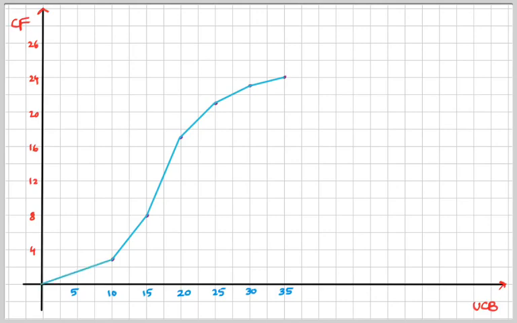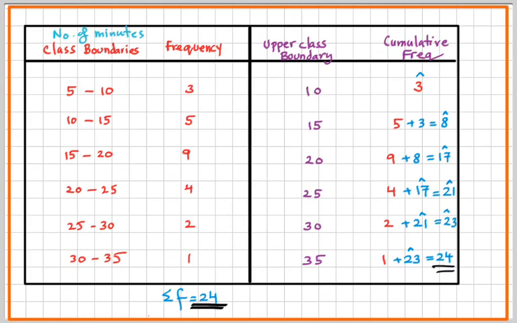Should I make it touch the 0, the origin, or should I make it touch 5? Now that is a question that we have to look for. We have to look for the answer for this. The rule is, in the very first class boundary, which is 5 to 10, the lower class boundary is 5. Listen to my words again. In the very first class boundary in the frequency distribution, the lower class boundary is 5.